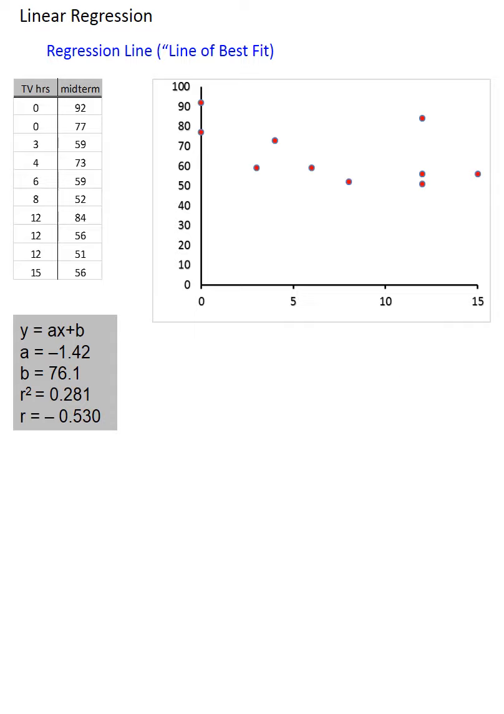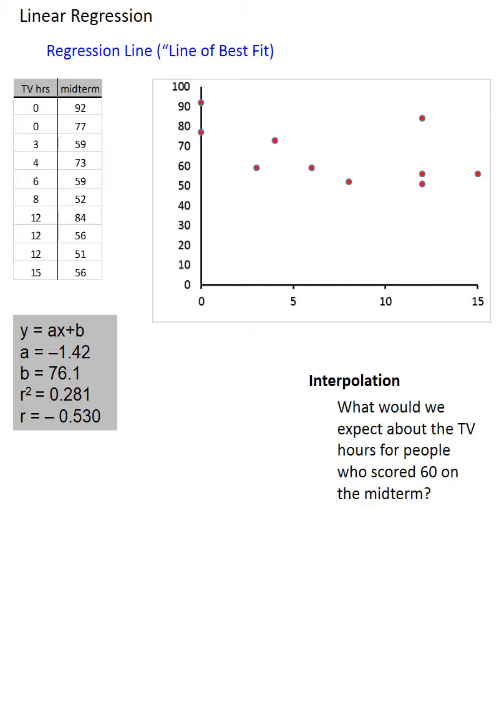Okay, let's go to interpolation again and get a sense of how that can be used. Interpolation is the process by which we use the regression line to make a prediction about the population beyond the small data set that we have. In other words, we can answer questions like this. What would we expect about the number of hours of TV among people who scored 60 on the midterm?